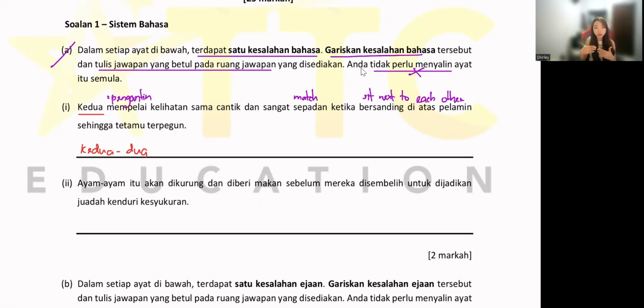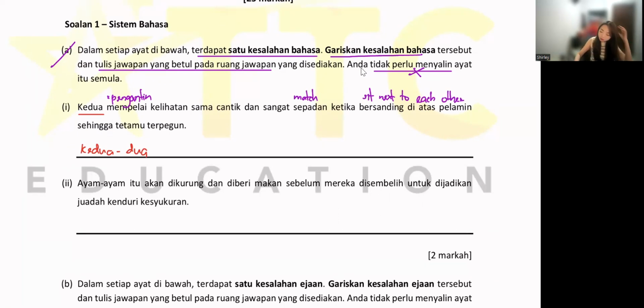In exam, this is how you should answer. Next. Ayam-ayam itu akan dikurung dan diberi makan sebelum mereka disembelih. Disembelih is like being chopped. Okay? Untuk dijadikan juadah kenduri kesyukuran. Juadah, they got two meanings. It can be like the kuih-muih. Okay? Kuih-muih, the dessert. It can also be makanan, the food. Kenduri is the majlis. Kenduri kesyukuran.